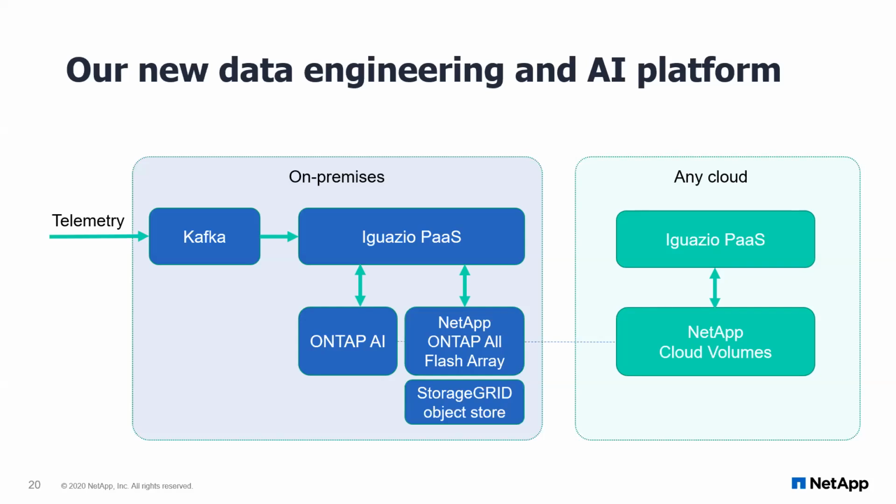So the left side is our on-premises version, and we can essentially run the very same thing in any cloud that we choose, because Iguazio gives us that cloud-neutral abstraction layer that we can deploy on any cloud on top of NetApp Cloud Volumes, which is just NFS as a service, okay? And again, we use the right side of the picture for our bursty workloads, the left side of the picture for things that run constantly.